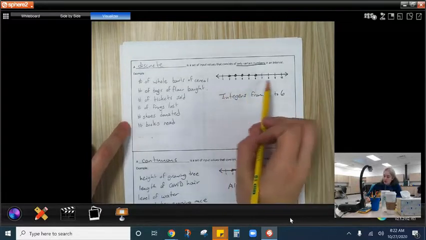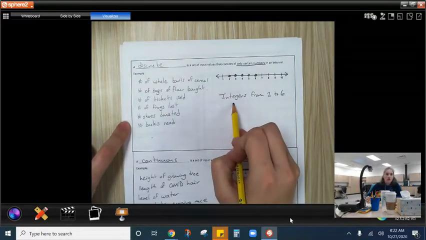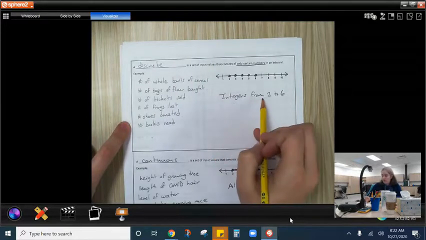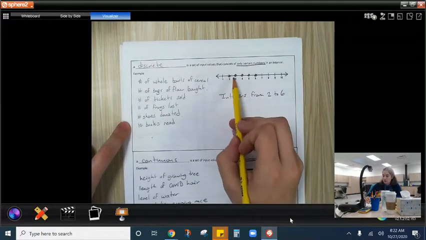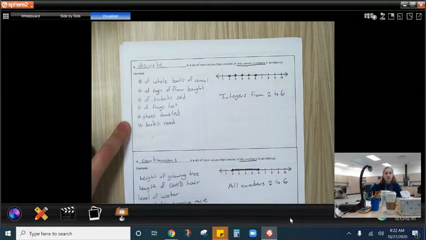So we would have that on our graph here, like the integers. Integers are whole numbers, from 2 to 6. So 2, 3, 4, 5, 6. I've just got those dots right there, right? Just those points. That's it.